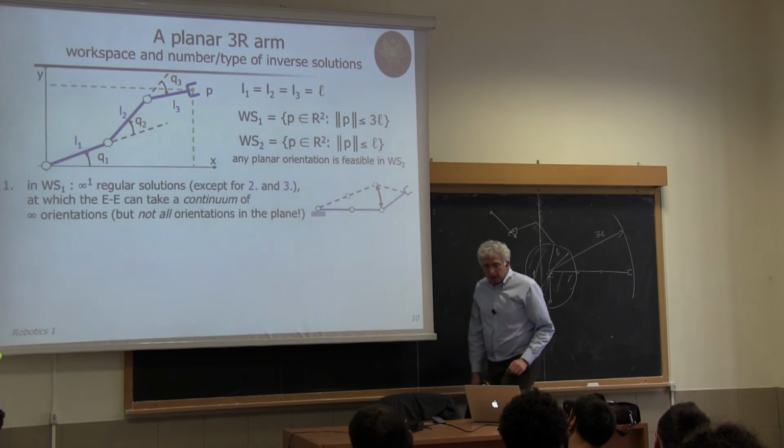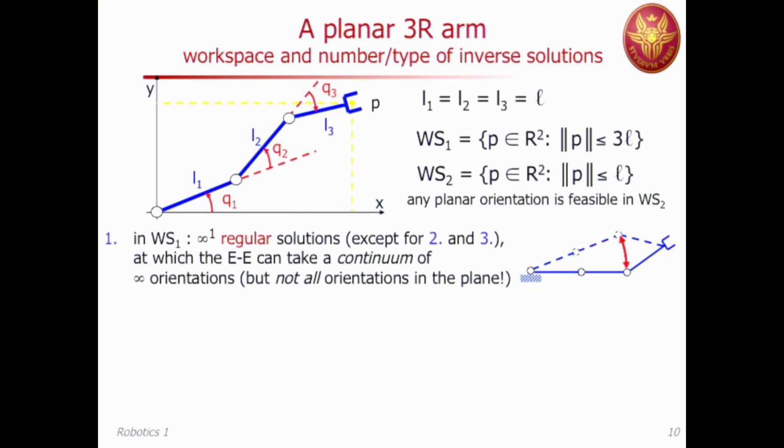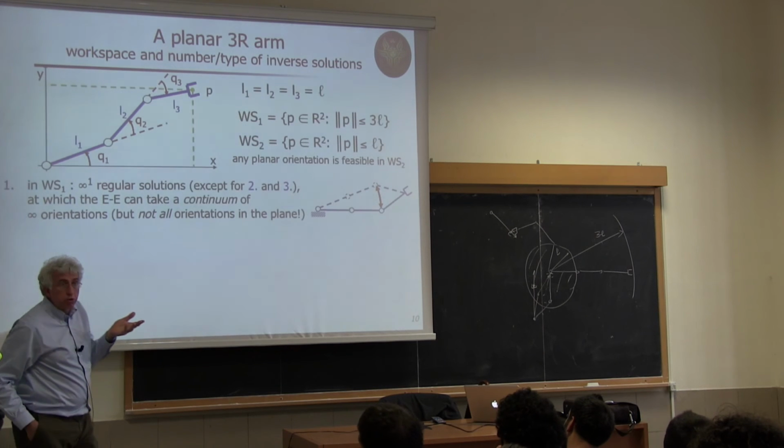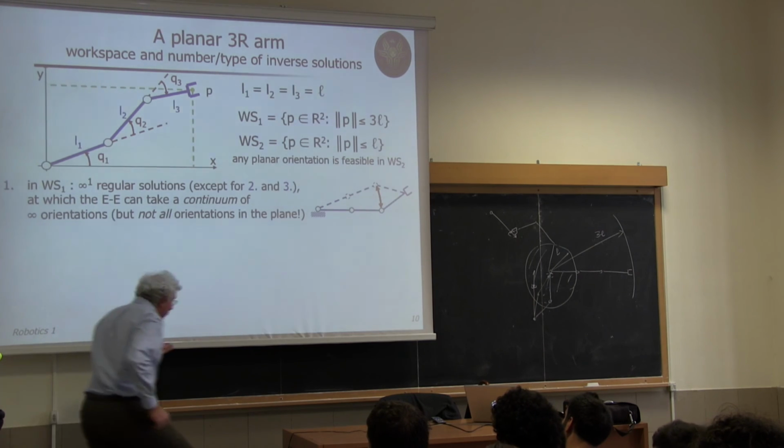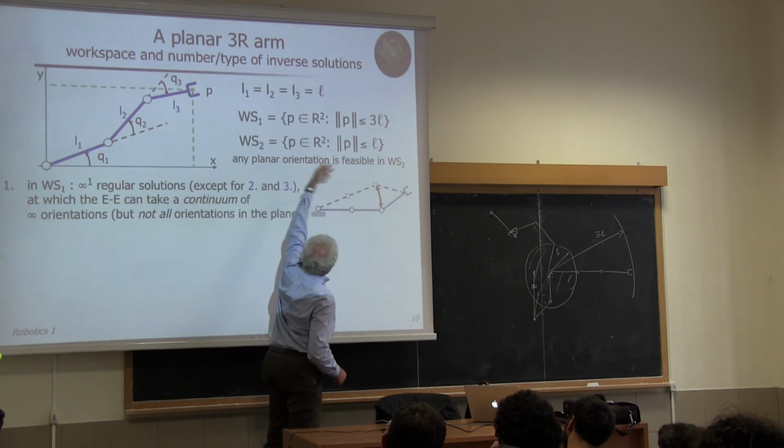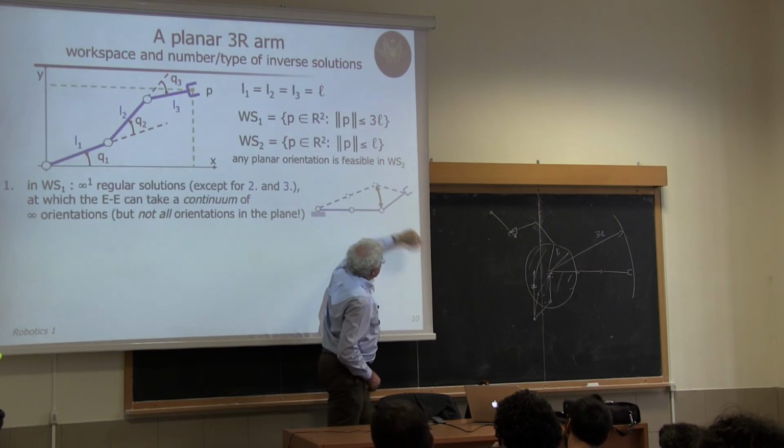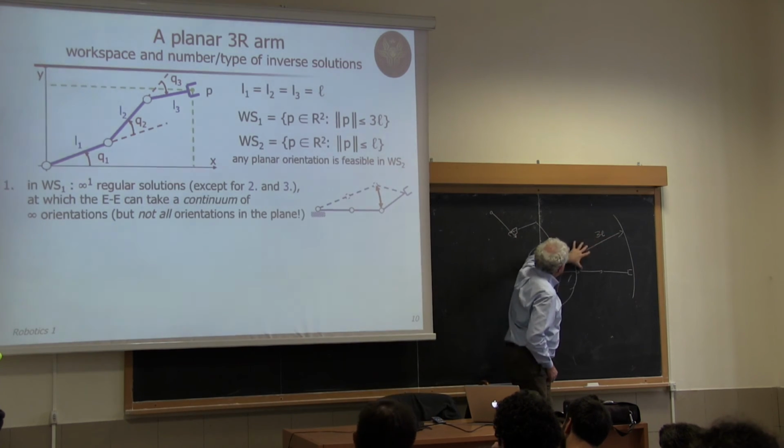Now, having clarified primary and secondary workspace, let's count the inverse kinematic solutions. So if I'm in the primary workspace, except the following one, then I have infinite to the 1 regular solutions. Infinite to the 1 means that there is a continuum of solutions. For instance, here, I'm somewhere, let's say, between these 2 points, in this area.